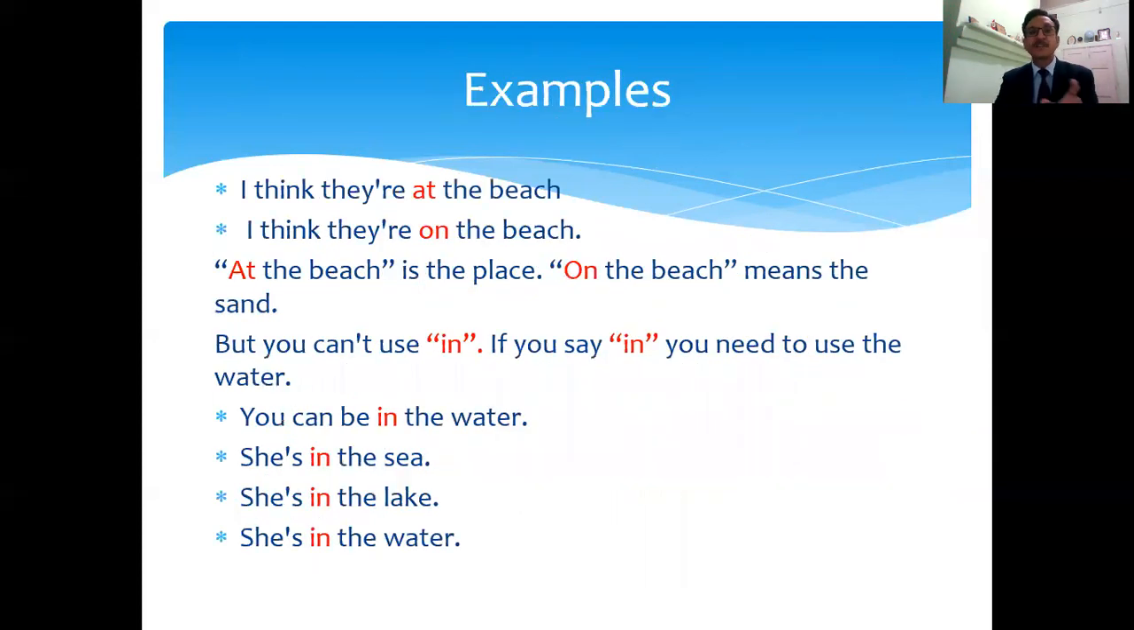Now let's take examples. I think they are at the beach. I think they're on the beach. At the beach is the place. On the beach means the sand. But you can't use in. If you say in, you need to use the water. I am in the water. Fine. There is a difference here. You can be in the water. She is in the sea. She is in the lake. She is in the water, right?